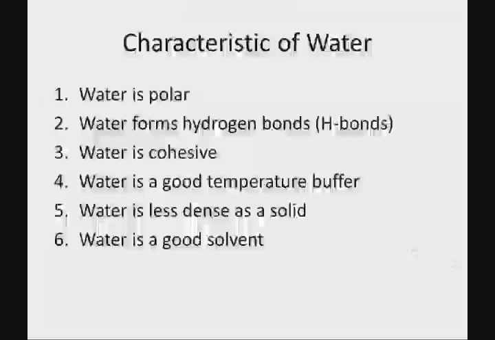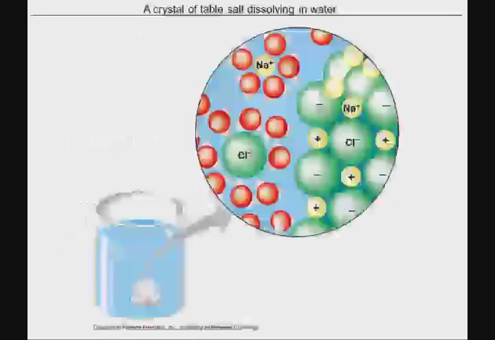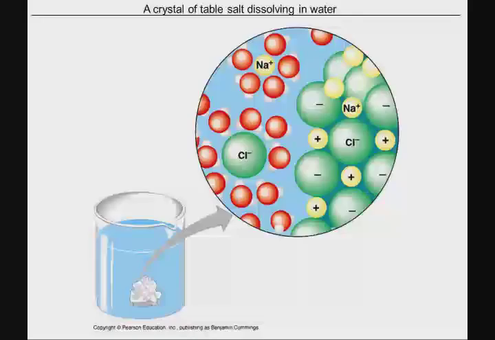So, water is polar, forms hydrogen bonds, it's cohesive, it's a good temperature buffer, and in a weird way, the solid is less dense than the liquid. But water is also a very, very good solvent. And this goes back to its polarity. So if we think about the ionic bonds that we studied in salt, right? You have positively charged sodium ions and negatively charged chloride ions.